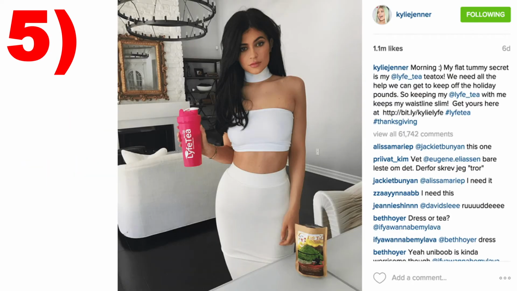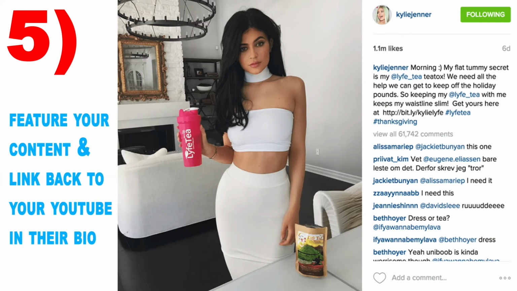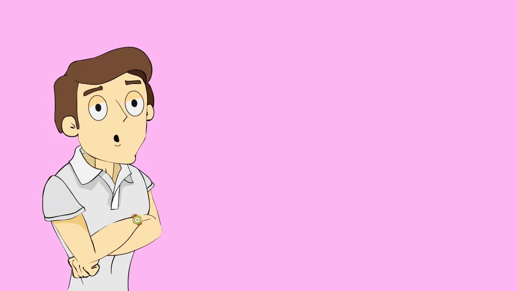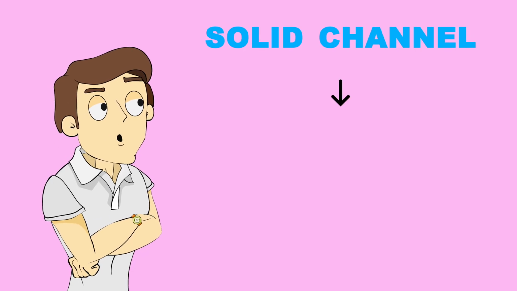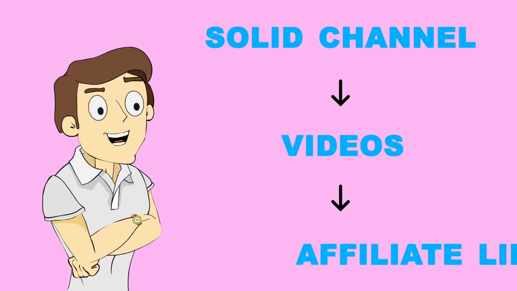Pay Instagram influencers in your niche to feature your content on their page and link back to your YouTube in their bio. Doing all these things will help you establish a solid channel, which you will use to funnel people to your videos and eventually to your affiliate links.